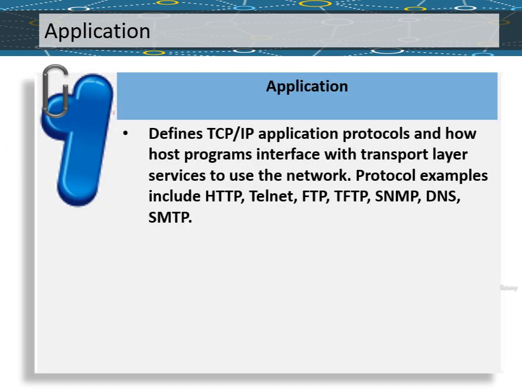Number 1, application. Defines TCP/IP application protocols and how host programs interface with transport layer services to use the network. Protocol examples include HTTP, Telnet, FTP, TFTP, SNMP, DNS, SMTP.